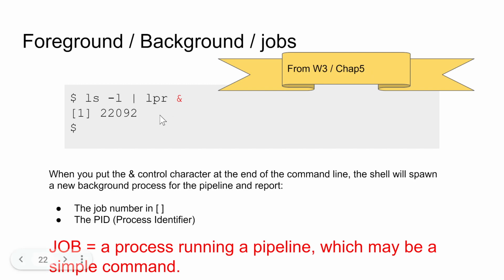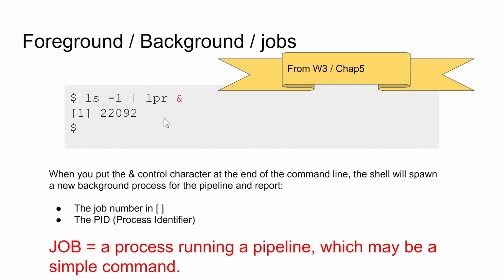Now, here's an example. If I type ls -l and then I pipe it to the line printer command and I put it in the background using the ampersand, which is shown here in red, it goes off, it does its fork and exec, and it comes back with the job number and the PID for the new child process, right? So that's kind of the typical interaction with putting something into the background. You'll get the job number, which is in brackets, and you'll get the PID, which is the process identifier. So again, this is a bash idea.